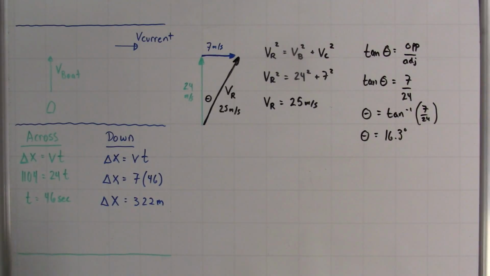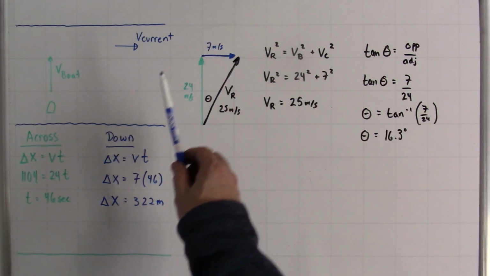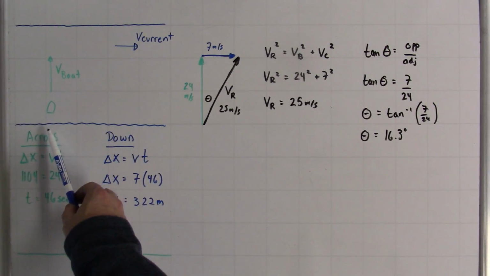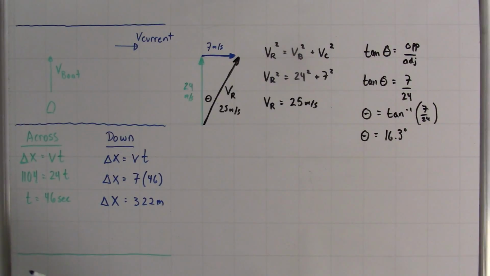But the real question is not how far down he's going to land, because no one really wants to do that. If you're going to put your boat in the water here, you're going to want to figure out what it's going to take to just get across the river straight. So that's a new and different type of problem. So let's reset the problem.